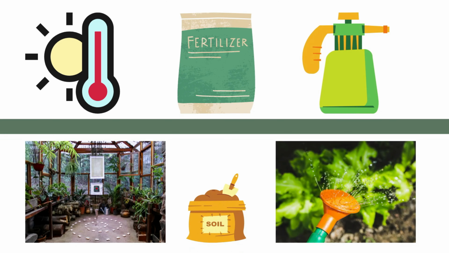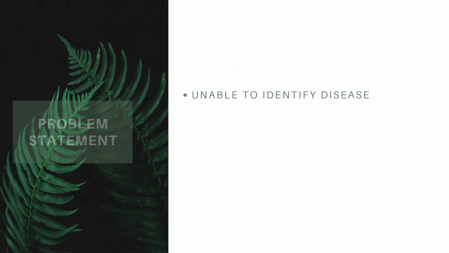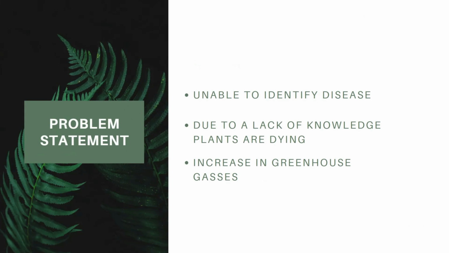Apart from that, there is another essential factor: illnesses. Just like humans, plants have diseases, and being able to recognize them early and find a solution is critical to keeping the plant alive. As a result, I created an AI-powered plant care system to predict plant illnesses.